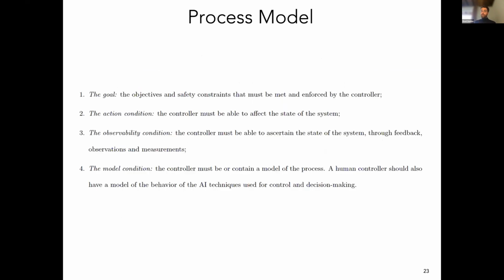Right, so it's really important to have a process model where you have the goals, which include the objectives, but also the safety constraints, or what are the things that absolutely should not happen, and think about, okay, what are the ways that we can act? What are the observability criteria, what things do we need to make sure that we see before it happens? And then the model condition is really more about, okay, what is our model of the broader process, including what the role of human controllers would be.